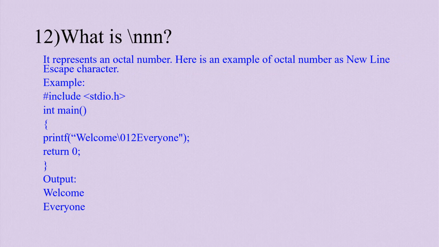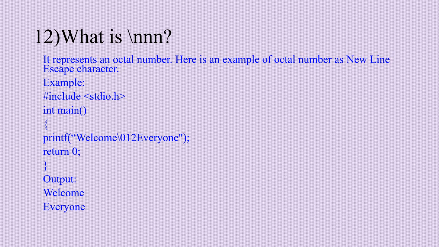Slash triple 3 times n. Now what is this? This is an octal number. Same like we are using slash n for our decimal number system, or we can say binary, or the system that we are regularly using. If you want an octal number for new line, it is backslash 012.